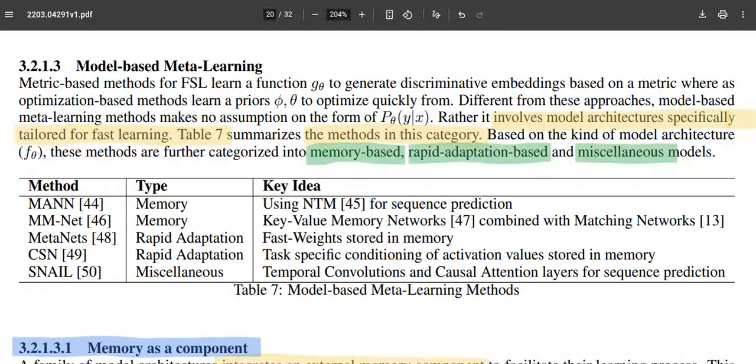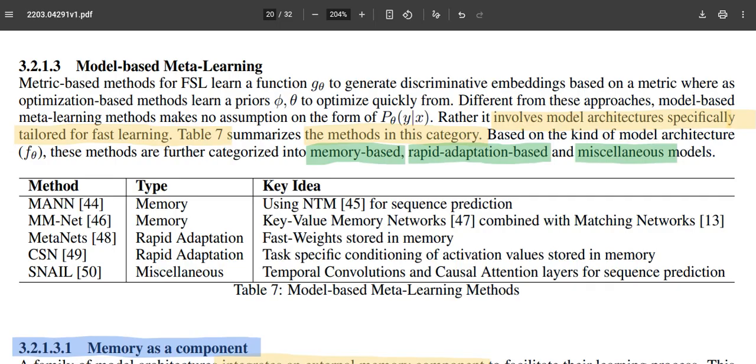Hi all. In this video, we will see the third category of meta learning based few-shot learning, called model based meta learning. In the previous videos we saw two varieties of meta learning addressing the classification task of few-shot classification problems. So here the third category is called model based meta learning.